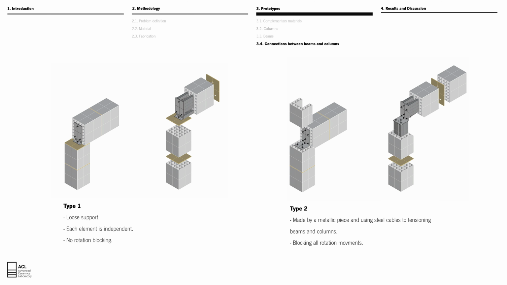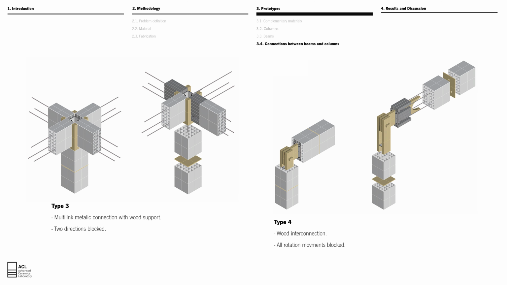For the connections between beams and columns, we developed 4 types, all using steel cables or steel bars for tensioning. The first is a loose support, where each element is independent and there's no rotation blocking. The second type uses a metallic piece to join the elements, blocking the connection in all directions. Type 3 consists of a multi-link metallic connection, also blocking all directions. And finally, Type 4 is a wood interconnection with all rotation movements blocked.